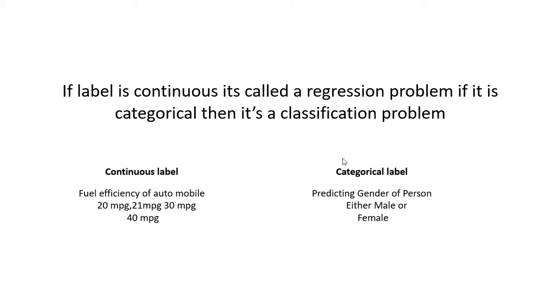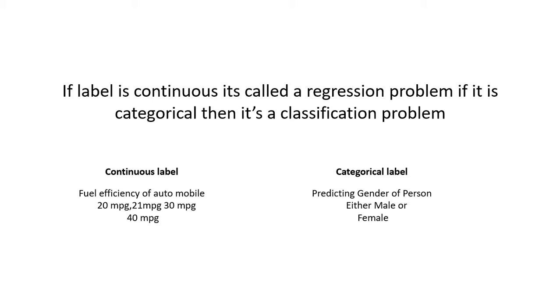If you are predicting the fuel efficiency of an automobile, it can have any value like 20 miles per gallon, 21 miles per gallon, 30 miles per gallon, and so on. So this problem is continuous because our label is the fuel efficiency of the automobile, which is a continuous value as it can have any value. So this problem is a regression problem. Hopefully you will get the idea of what a regression problem is and what a classification problem is.